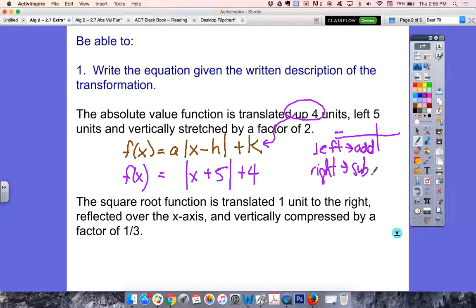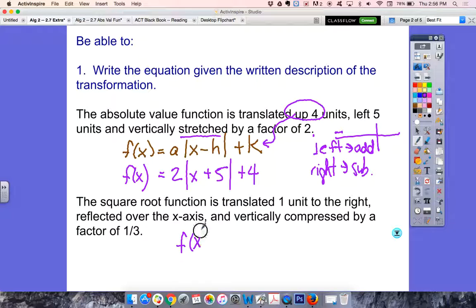Now the A value, it says a vertical stretch of 2. And it's using the word stretch because 2 is bigger than 1. So just put your 2 out here and you're good. Okay, then we've got the square root function is translated 1 unit to the right, and it's reflected over the x-axis and vertically compressed by a factor of 1/3.